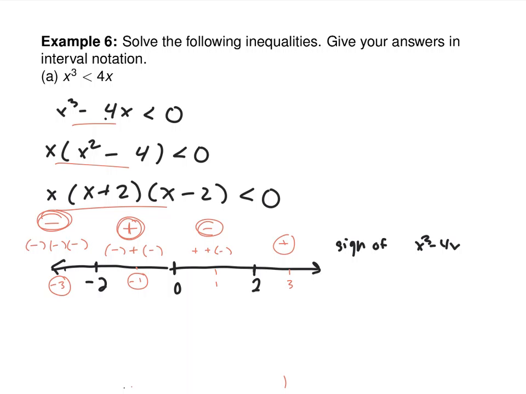And then you've got to ask yourself, which intervals were you looking for? Since the original thing that you were looking at was this thing is less than 0, you're looking for where this thing is negative, and also not equal to 0, so you don't include the endpoints. So from negative infinity to negative 2, and where else? 0 to 2. Okay, great.